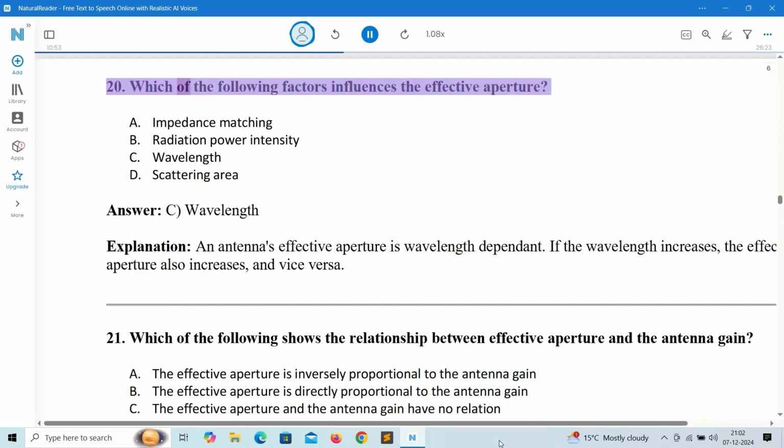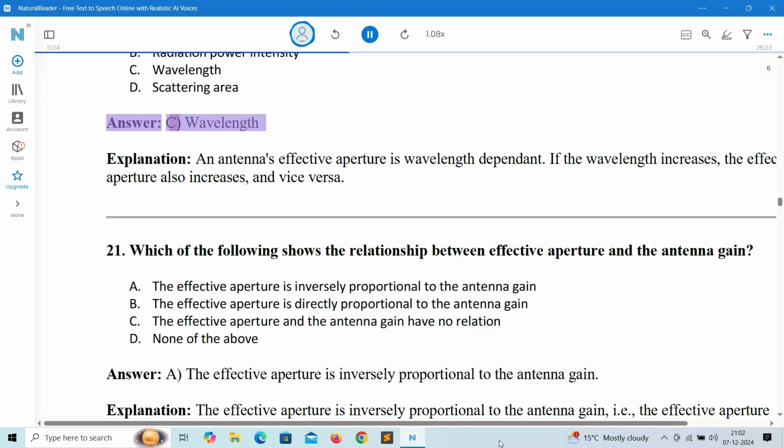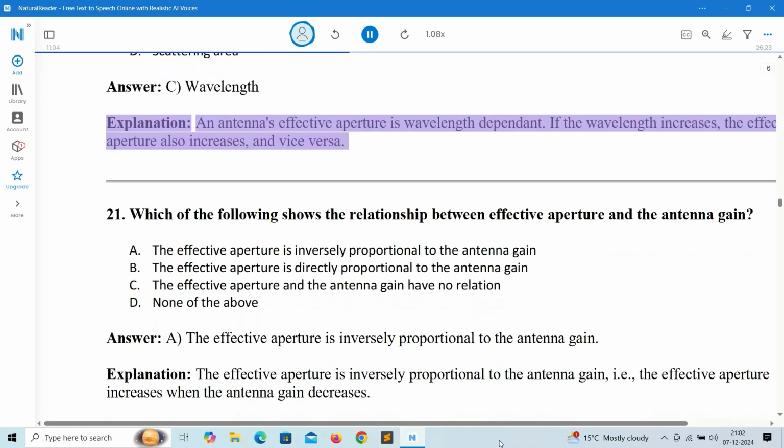20. Which of the following factors influences the effective aperture? A. Impedance matching. B. Radiation power intensity. C. Wavelength. D. Scattering area. Answer. C. Wavelength. Explanation. An antenna's effective aperture is wavelength dependent. If the wavelength increases, the effective aperture also increases, and vice versa.